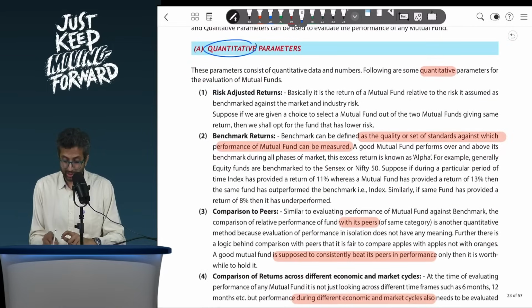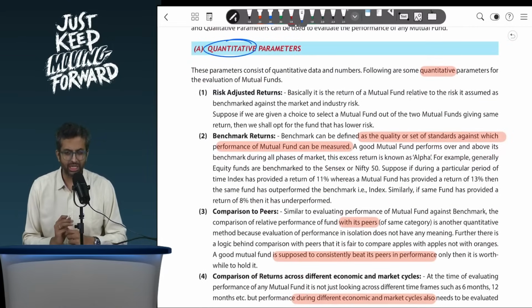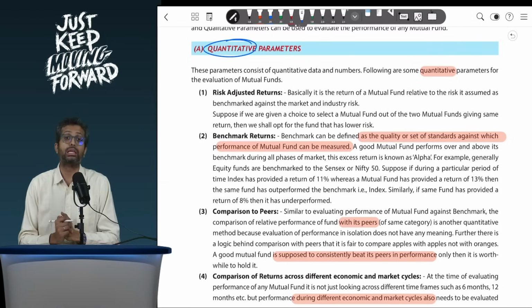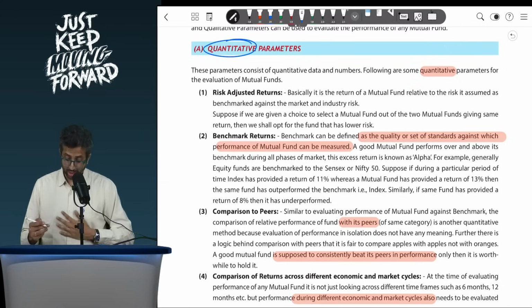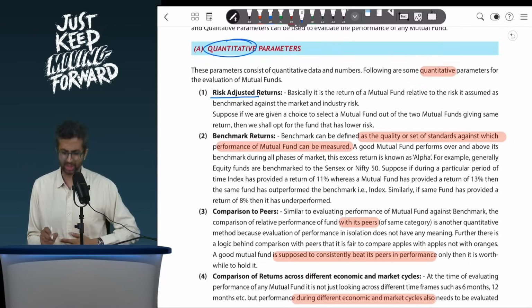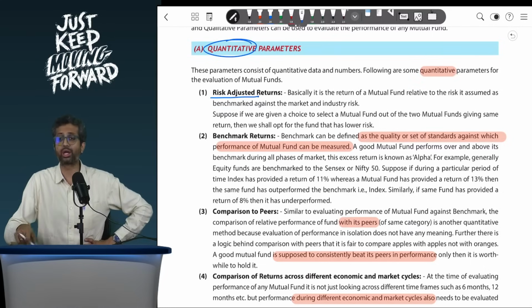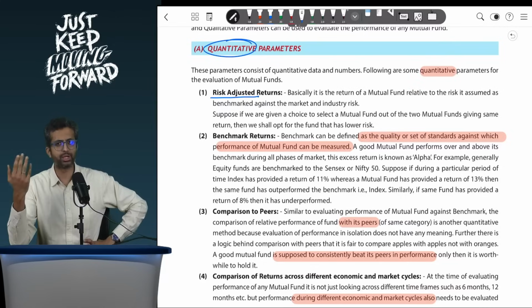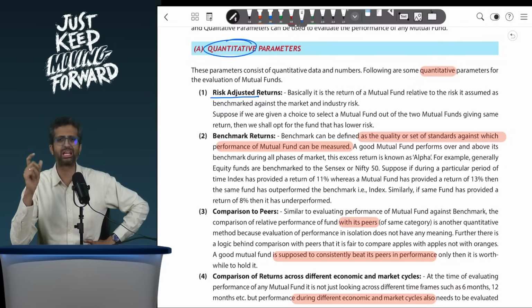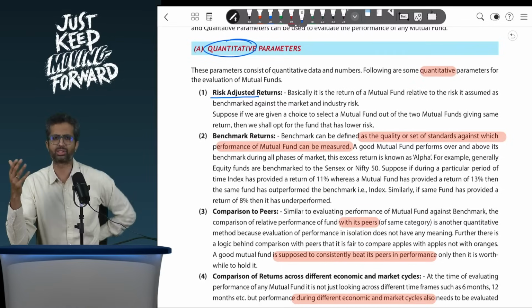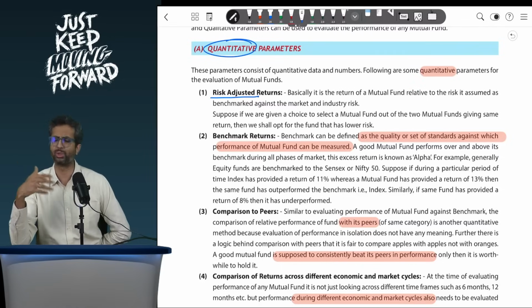There are two types of parameters. One is the quantitative parameter, and then there is the qualitative parameter. When you are doing quantitative parameters, there are risk adjusted returns. So you look at a Sharpe ratio, Treynor ratio. You are looking at risk adjusted returns, where the Sharpe ratio will look at your return minus the risk free rate, Rp minus Rf, upon the standard deviation. Treynor will take the beta.